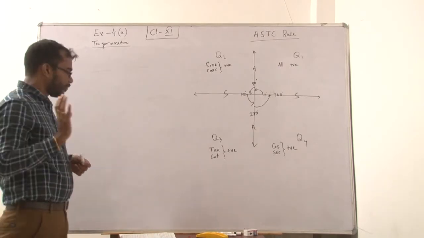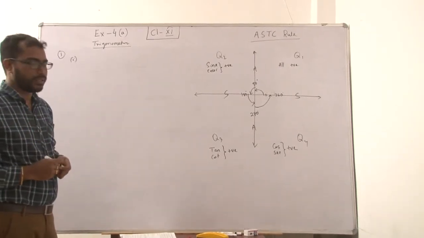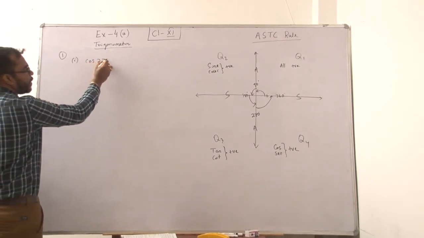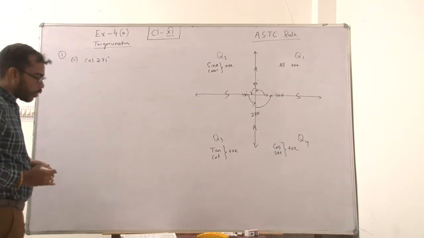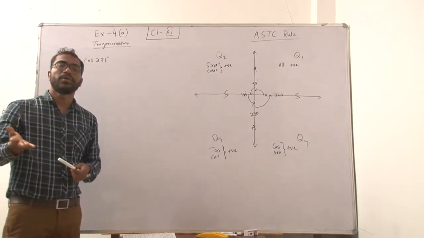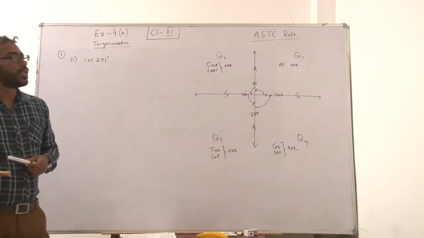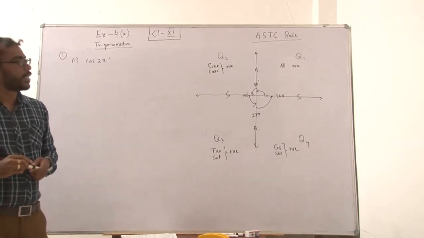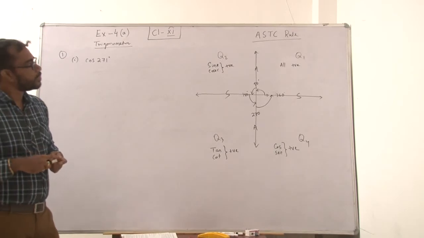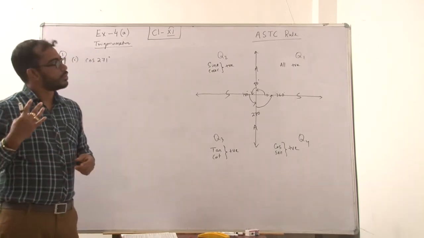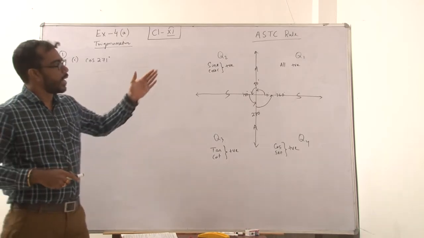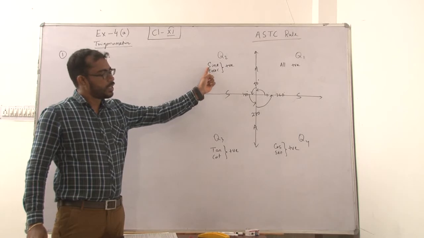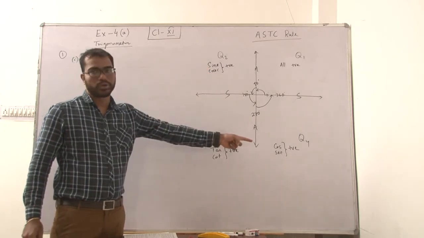So question number 1, the first bit, is cos 271 degrees. Is cos 271 degrees positive or negative? As we learned in previous classes, in class number 1 in trigonometry, I already discussed the ASTC rule. As you know, the rule is A for all, S for sine, T for tan, and C for cos.